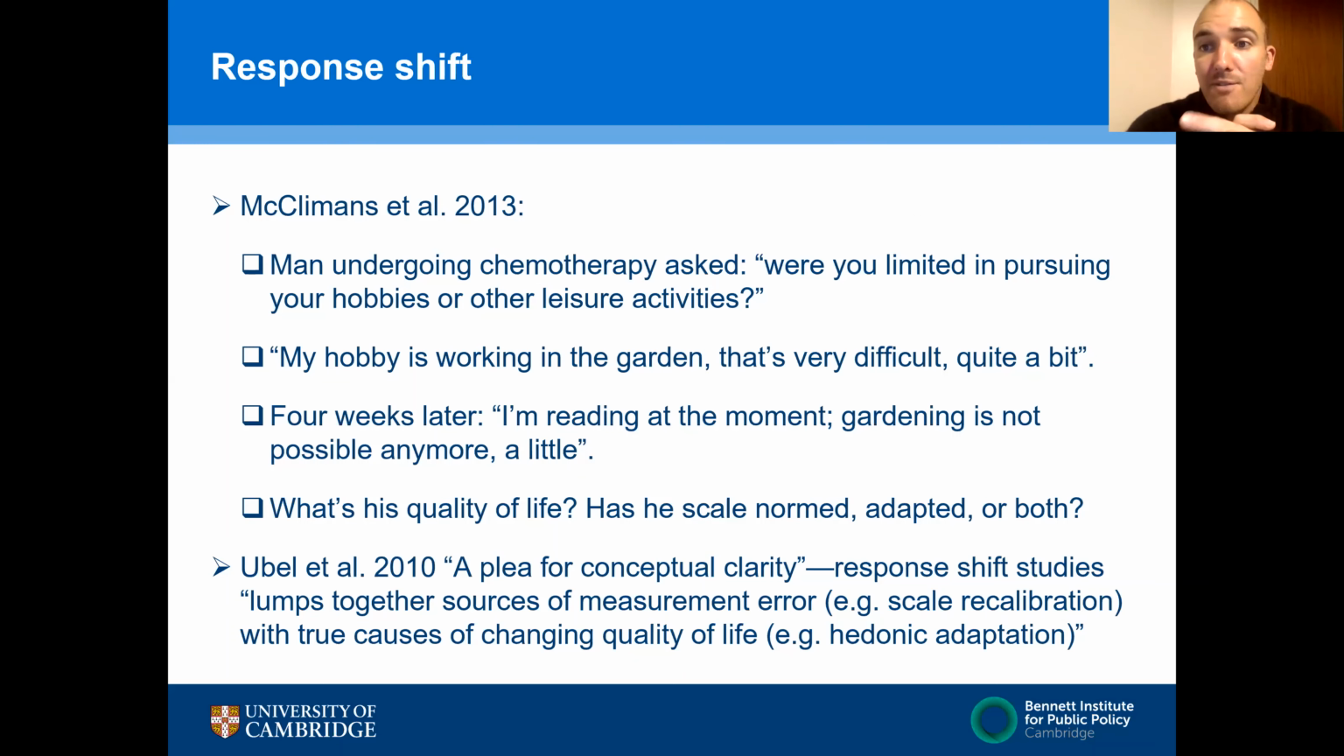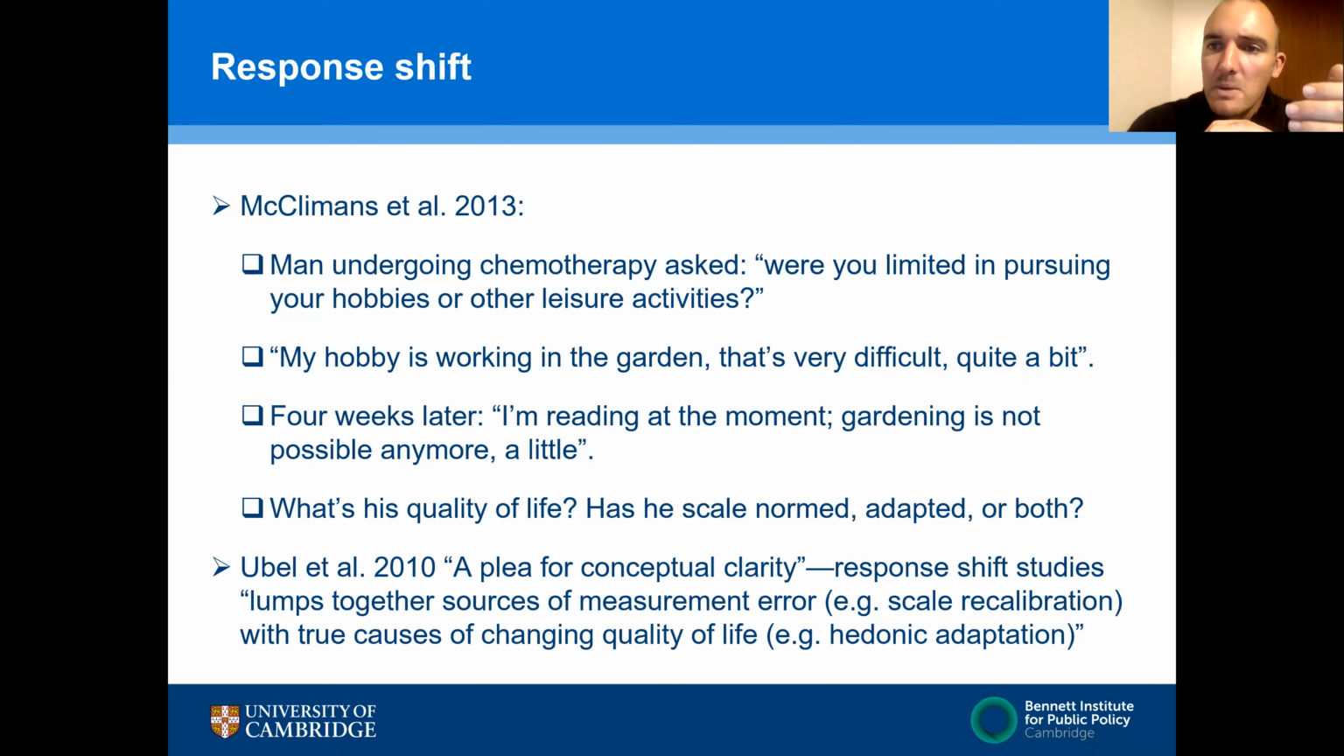And then he's asked again 4 weeks, 1 month later, how it's all going. And he says, well, I'm reading at the moment. Gardening is just not possible anymore. So I'm a little affected. So previously he said quite a bit, and now it's only a little, but it seems like he's not gardening at all. So what's going on here? What is his quality of life?